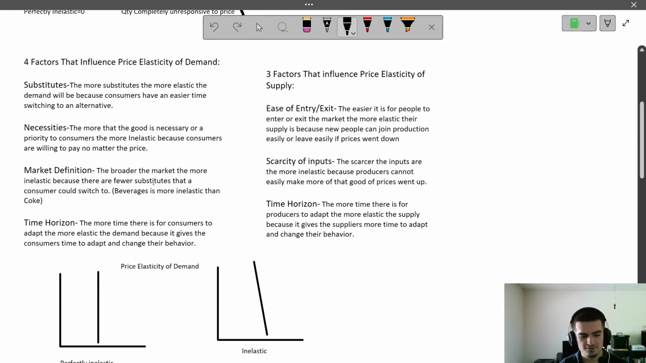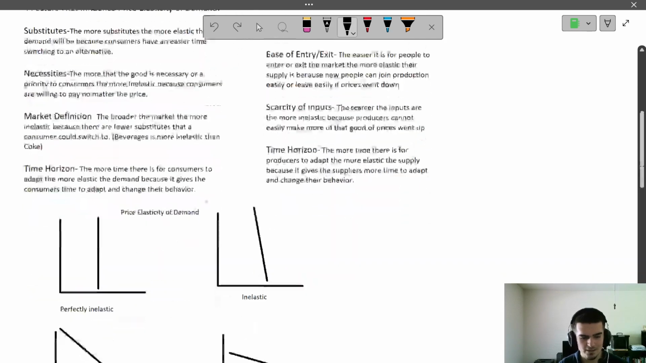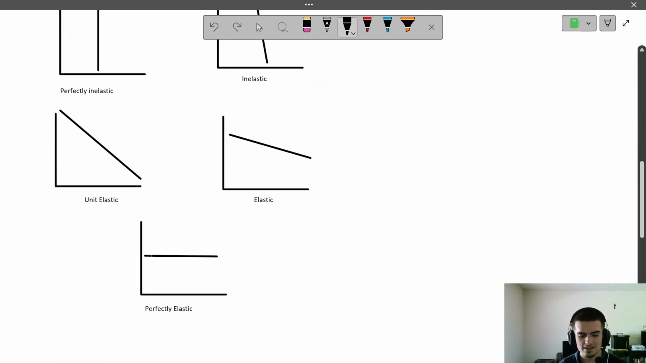Another thing about market definition, another example I can think of would be pink tennis balls, right? That's super specific, right? So the demand for pink tennis balls is probably going to be perfectly elastic because all the different colors of tennis balls are substitutes. It's just such a specific good, where a less specific good, a more broad good, would be more inelastic.